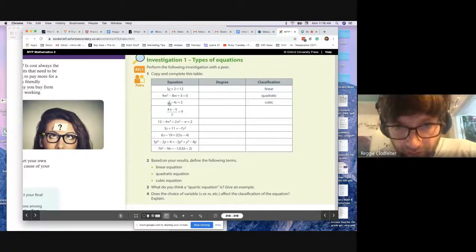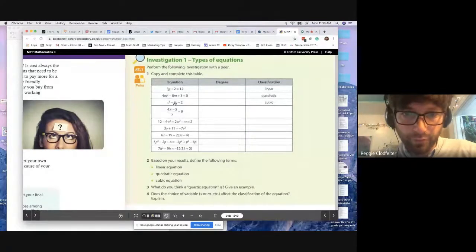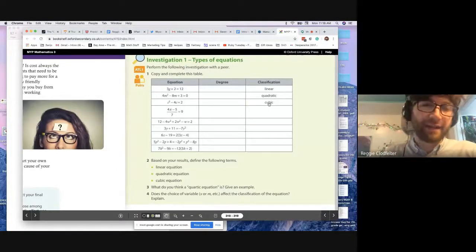If the highest exponent is to the third, like in the case of the third equation, it has a degree of 3 and it is a cubic. Can anyone tell me what the shape of a cubic graph is?